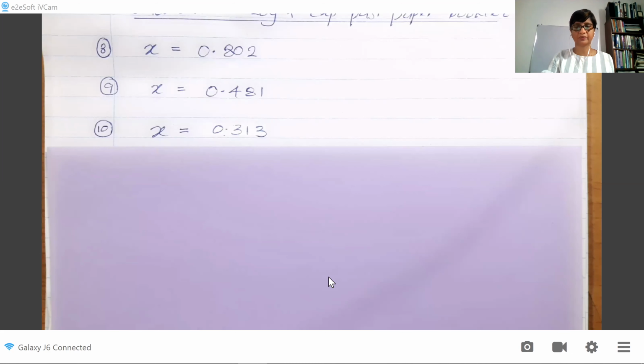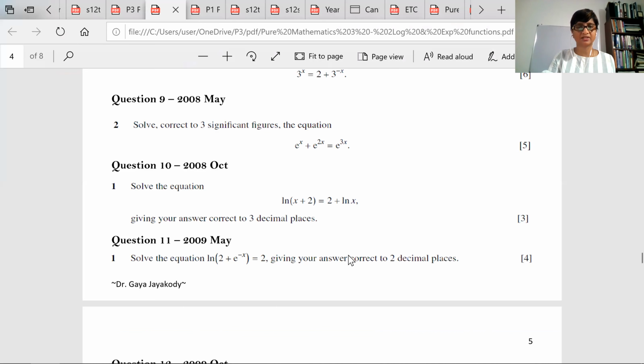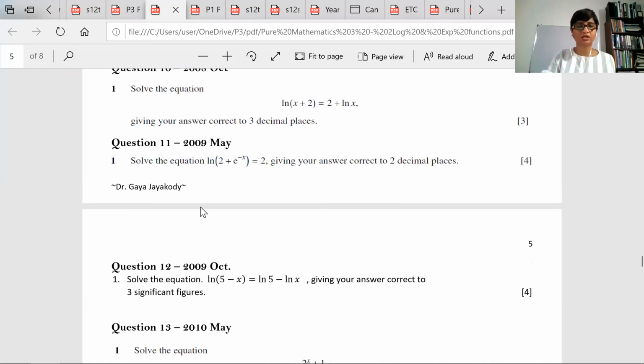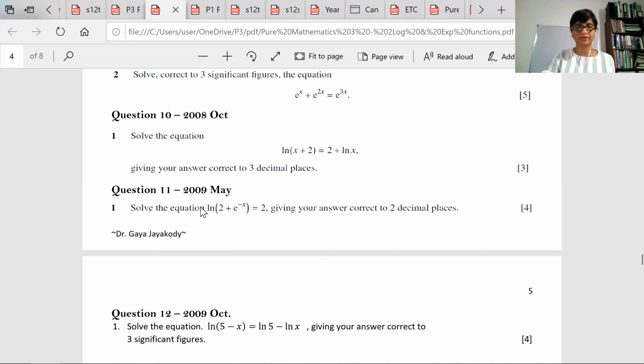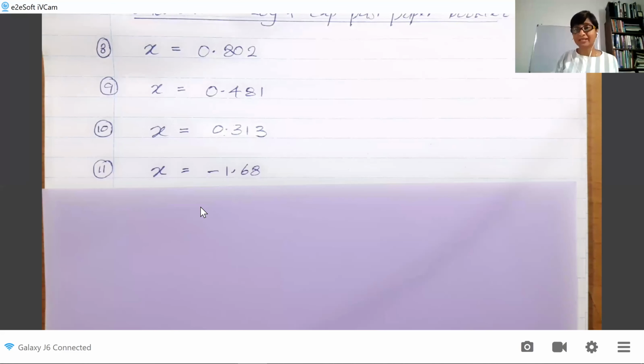Number 11, let me quickly show you number 11. What is number 11? Again, it's a ln equation. So it's a logarithmic equation. Number 11 answer is x is equal to minus. Oh, wait, Bimandi has got for number 10, 4.839.